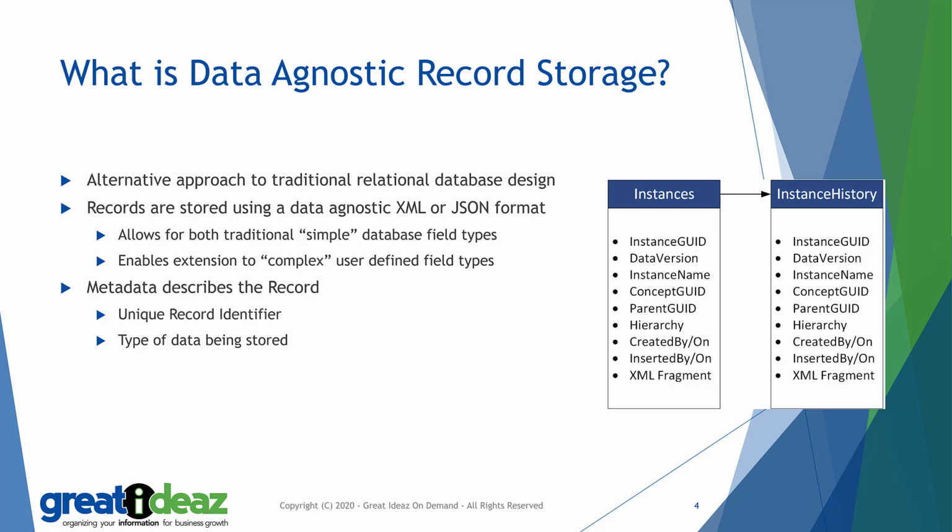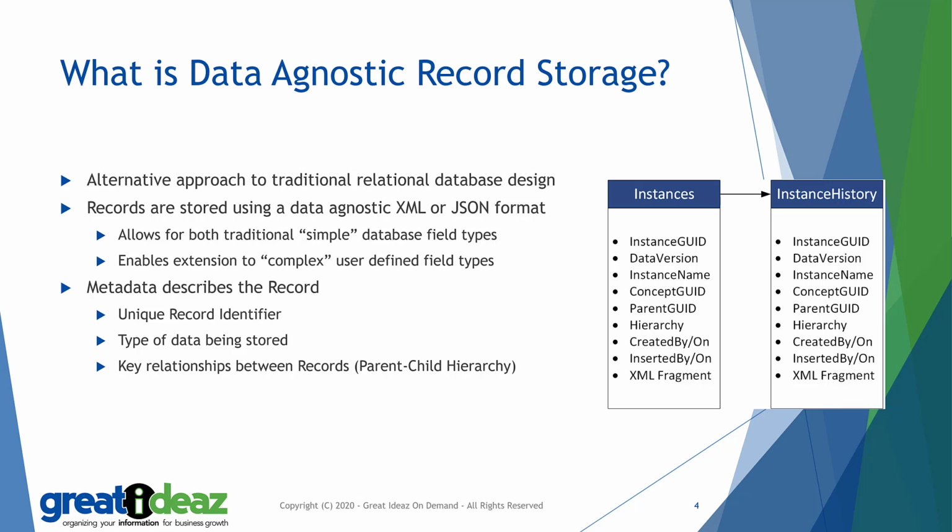We also want to know the type of data being stored, so it would be useful if we could run a select statement that would pull out all of the vehicles without having to examine the details of the XML fragments. So we also include a concept GUID. The concept GUID uniquely identifies the concept that the XML fragment is representing. So a vehicle would have a concept GUID that would be different to an insurance policy concept GUID.